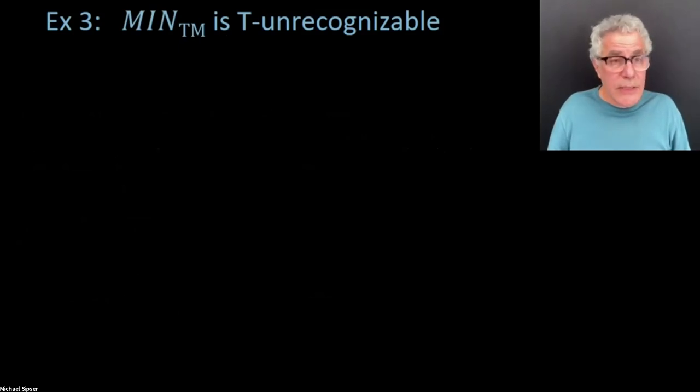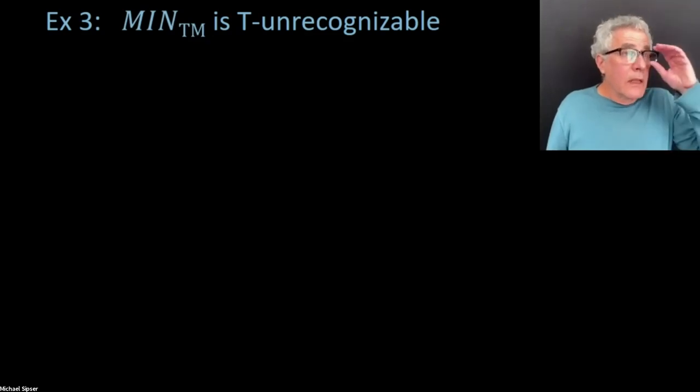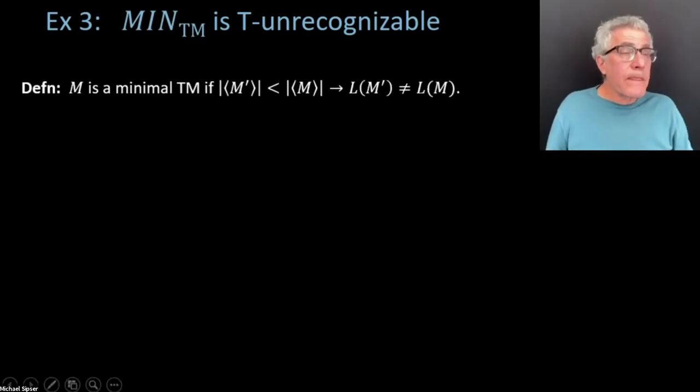Here's another exercise of the recursion theorem. Let's say a Turing machine is minimal if its description is the shortest among all Turing machines which behave the way it does, which are equivalent to it.